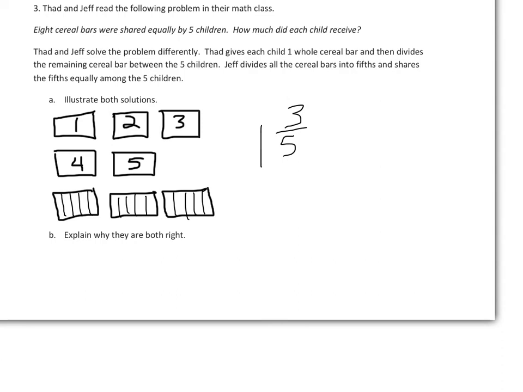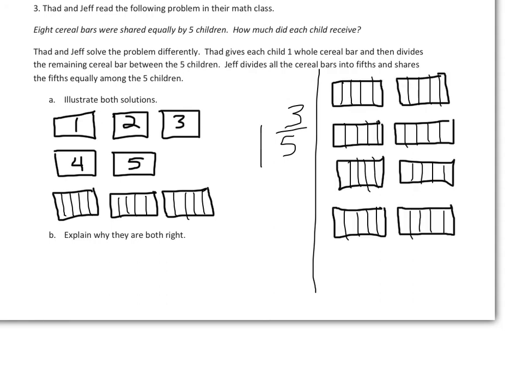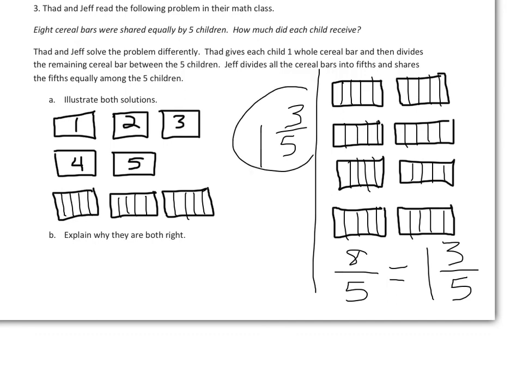Now let's take a look at how Jeff solved the problem. It says that Jeff takes all 8 cereal bars and immediately splits them into fifths, so let's illustrate that now. Jeff split all of his cereal bars into fifths. So the 5 children that he is giving them to will each end up with 8/5 of cereal bars. That can be converted into a mixed number. 5 can go into 8 one time. 8 minus 5 is 3. And then you are left with the denominator of 5. As you can see, Thad and Jeff both found that the students will get 1 3/5 cereal bars.